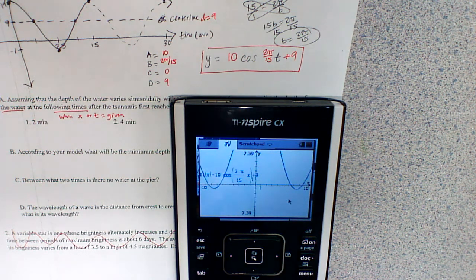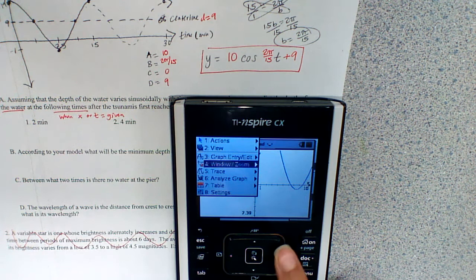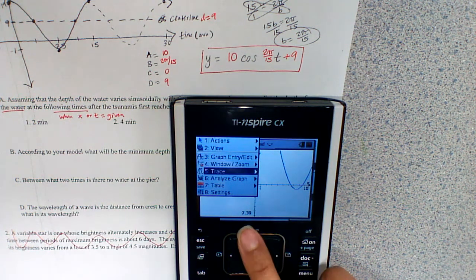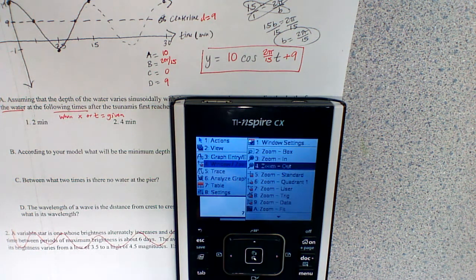Okay, so now if I zoom out, because as you can see, it's a little bit off. I can't really see it very well. So I'm going to go to Window Zoom, and I'm just going to zoom out a little bit.